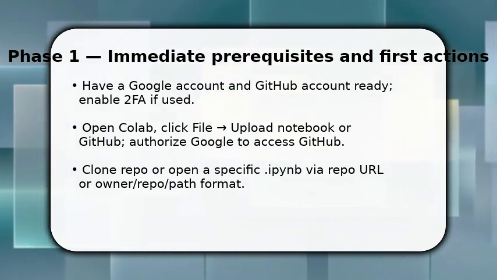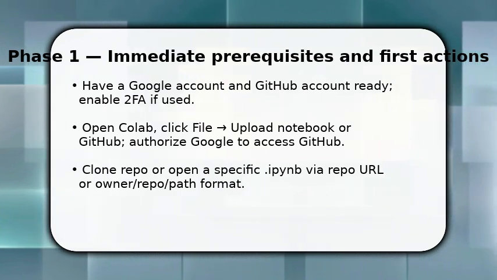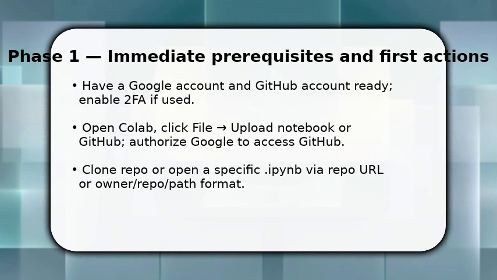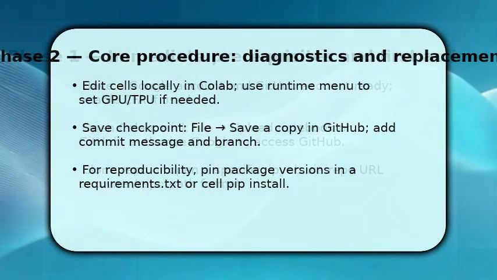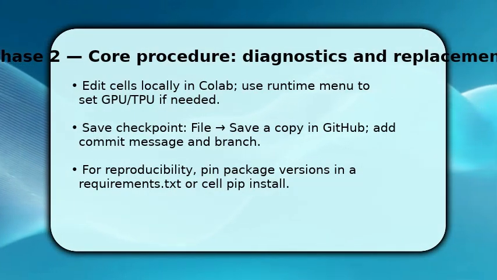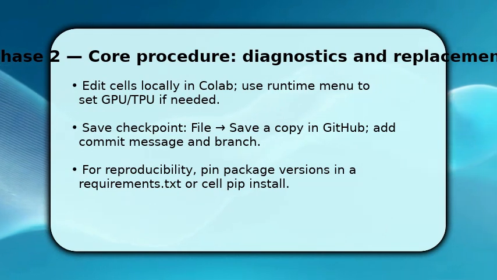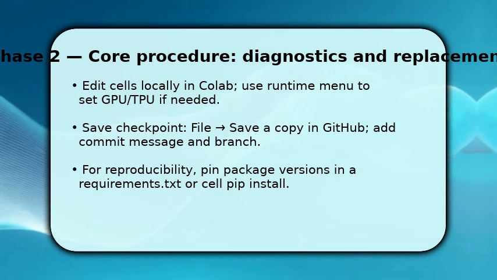Make sure to pick the correct branch before opening the notebook, because Colab loads the file version from that branch immediately. You now edit and run cells in Colab like a normal notebook, and you can switch runtimes for GPU or TPU via runtime, right arrow, change runtime type.